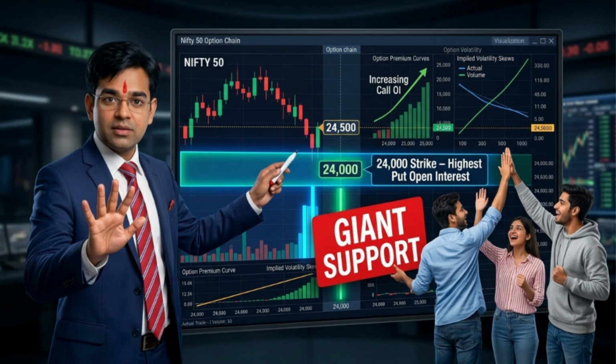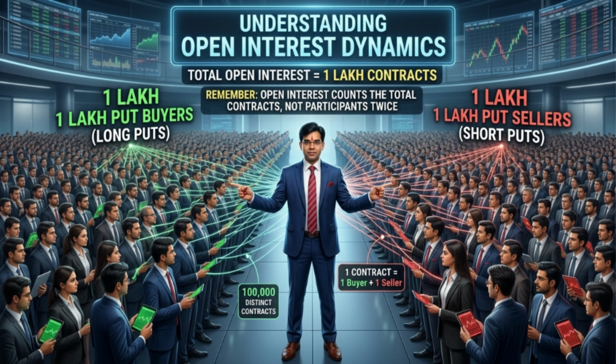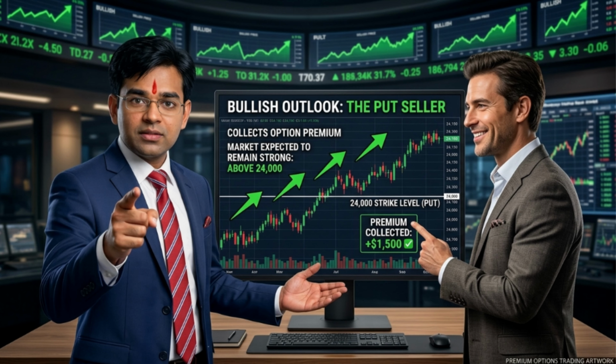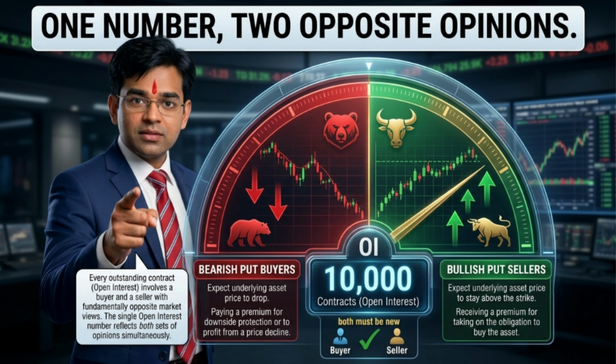But wait, who created this open interest? Let's say 1 lakh put contracts exist at the 24,000 strike. For those 1 lakh contracts to exist, there must be 1 lakh put buyers and 1 lakh put sellers. Now think carefully. The put buyer is worried that the market may fall. That's why he bought the put. But the put seller believes the market may stay above 24,000. That's why he sold the put. So one side is bearish, the other side is bullish. Both are part of the same open interest number. Then how can open interest alone tell us that 24,000 is definitely a support level? It can't. And that's the myth.